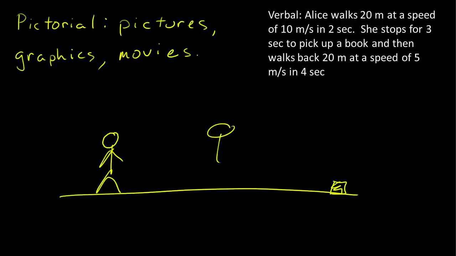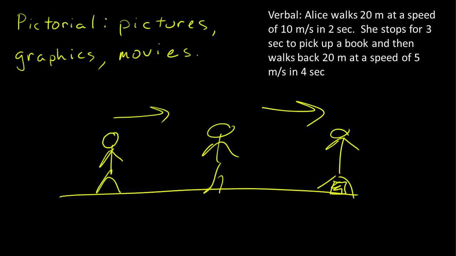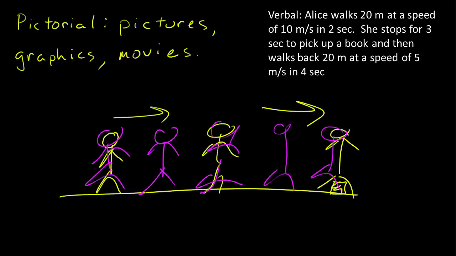Alice walks there pretty quickly to start, stops for 3 seconds, picks up a book, so that's going that way, but then turns around and walks back at a slower pace, the same distance at a speed of 5 meters per second in 4 seconds. So here's a pretty bad picture of that event, but a picture is terribly important in visualization, which will greatly help you solve problems.